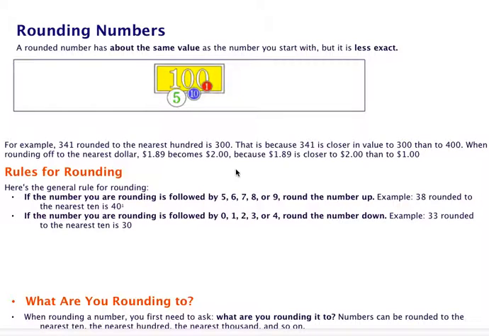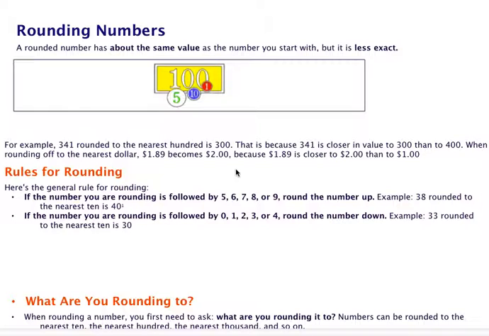Today's lesson is on rounding. A rounded number has the same value as the number you start with, but it's less exact. You can use rounding to estimate, to guesstimate, to try to come close to an answer. You're not looking for the exact answer, but you're looking for somewhere close.